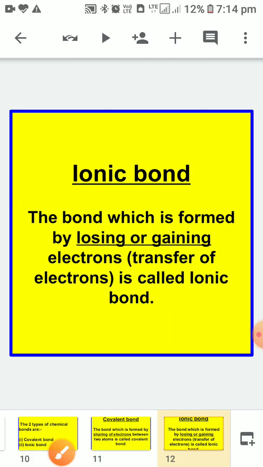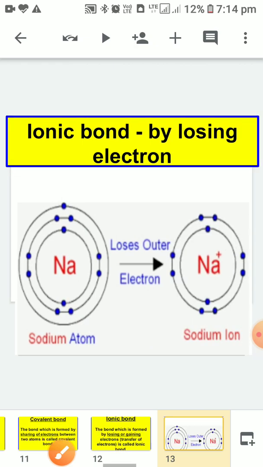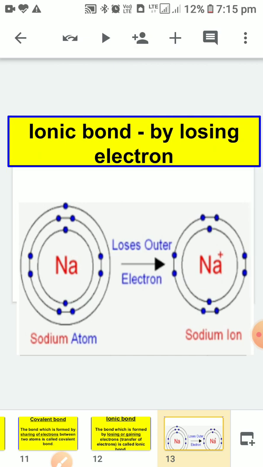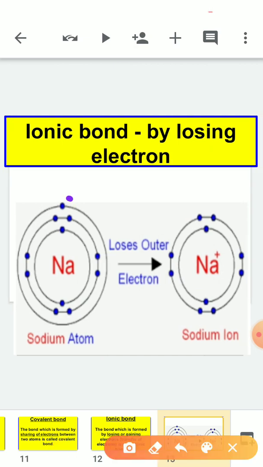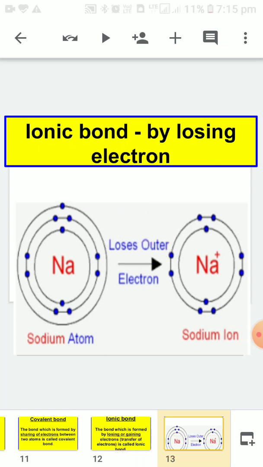Ionic bond, the bond which is formed by losing or gaining electrons, is known as ionic bond. Now here I can explain this ionic bond. Here again I have taken the same example of sodium. What this sodium atom is doing, it is losing its one electron, outermost shell one electron. As it is losing electron, it is forming sodium ion. So this sodium ion is forming because of losing electron. So what type of bond will form here? Here ionic bond will form.